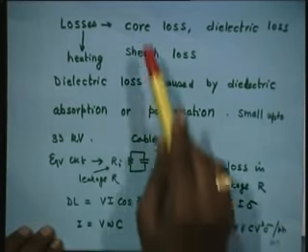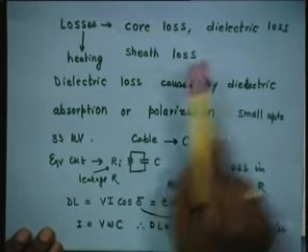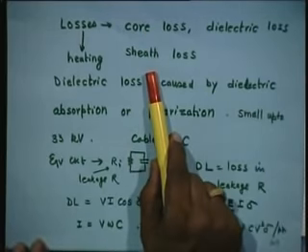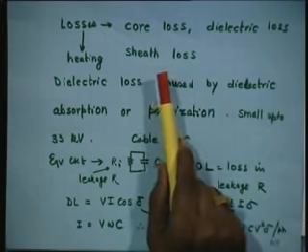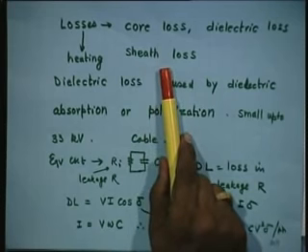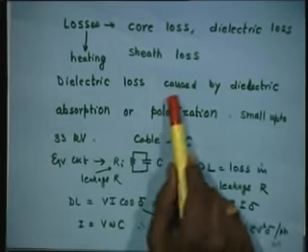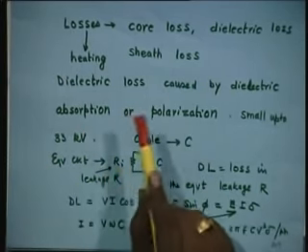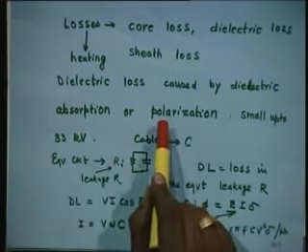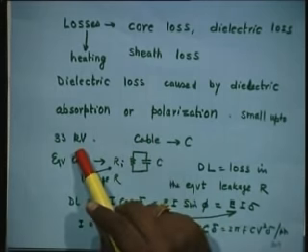What are the different losses? These are the things which can be asked in interviews, and you should know about this. Core loss, dielectric loss, sheath loss. Fortunately, sheath loss is very small. Dielectric loss we have just talked about, caused by dielectric absorption and polarization, and it is very small up to 33 kV.